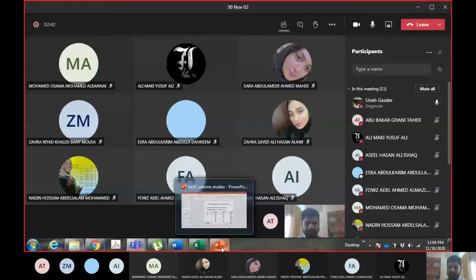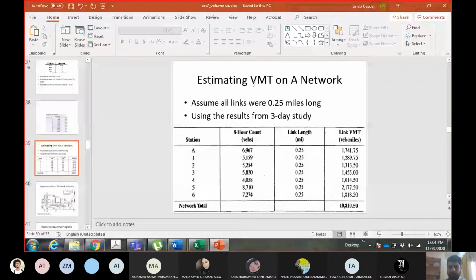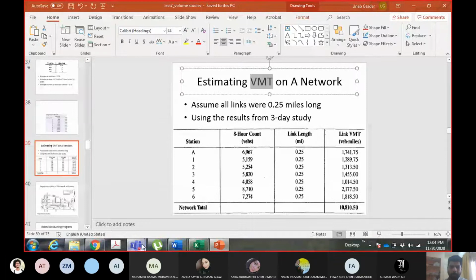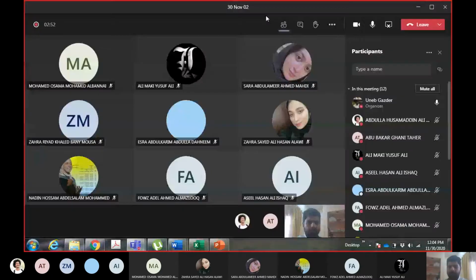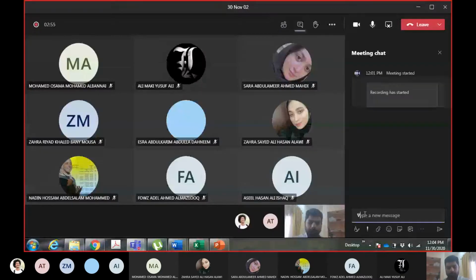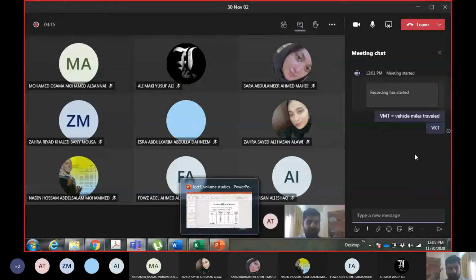So today we start with the concept of vehicle miles traveled, VMT. VMT stands for vehicle miles traveled, and similarly you can have VKT as well, which is vehicle kilometers traveled. Depending upon your unit system, you can change vehicle miles to vehicle kilometers, no problem. So what is vehicle miles traveled or vehicle kilometers traveled?